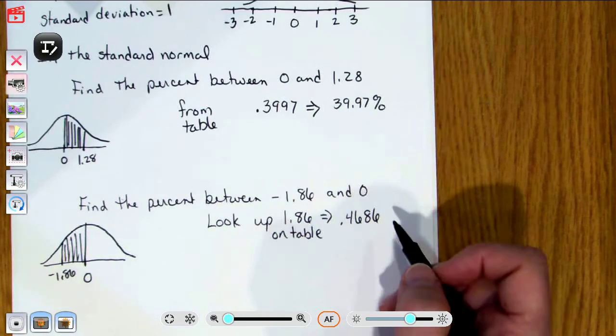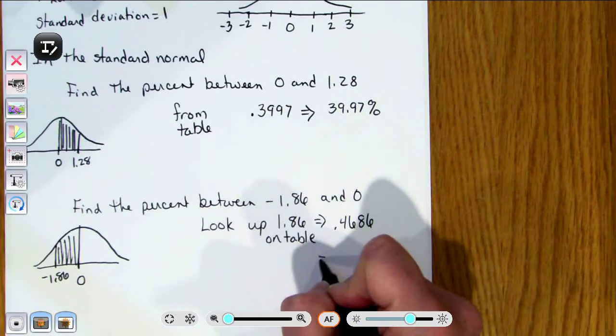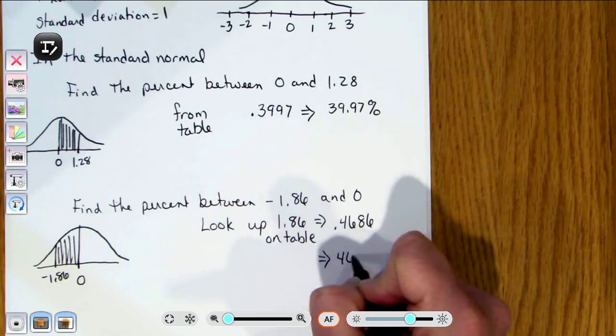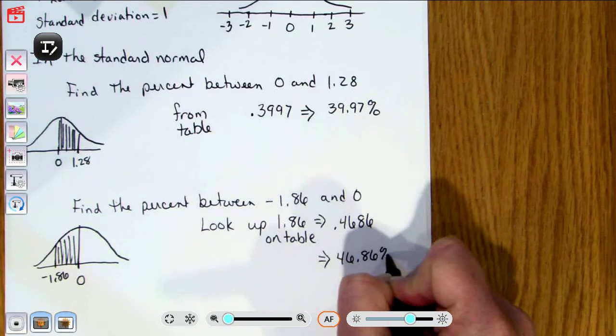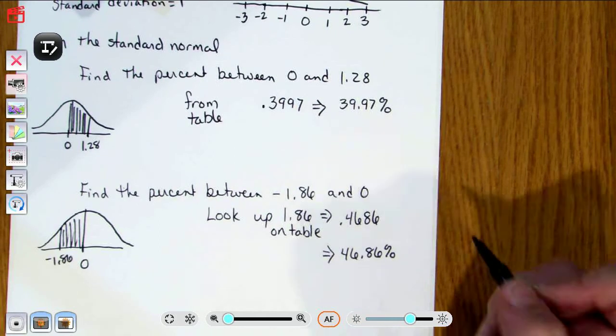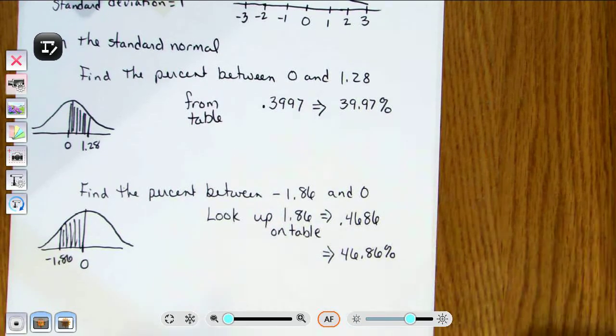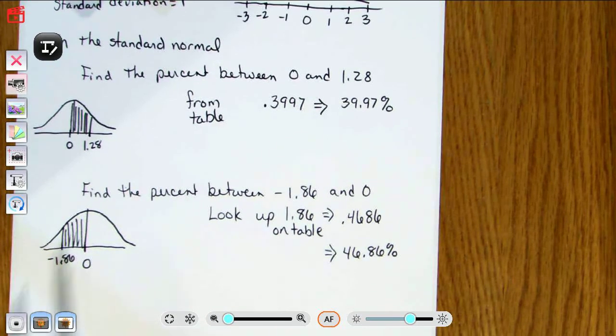Okay, let's finish this one off. One thing to remember is that percentages are always positive. So it's not like we can have a negative 46.86% of the population. No, 46.86% of the population or percent of whatever we're talking about will be in this area.